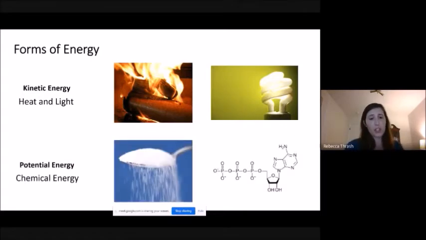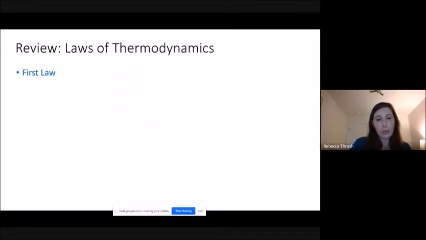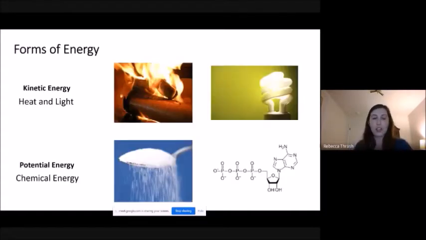The other type of energy is potential, and for biological systems, this tends to be in the form of chemical bonds in molecules. So I've got this picture here of a teaspoon or tablespoon of sugar, and sugar, of course, is very high in energy and caloric value, and so we can break down those sugars and get energy from the release of energy from the bonds. And then, of course, I've got the structure of ATP to the right. That is sort of the cellular currency of energy and is used to do a lot of different things on the cellular level.